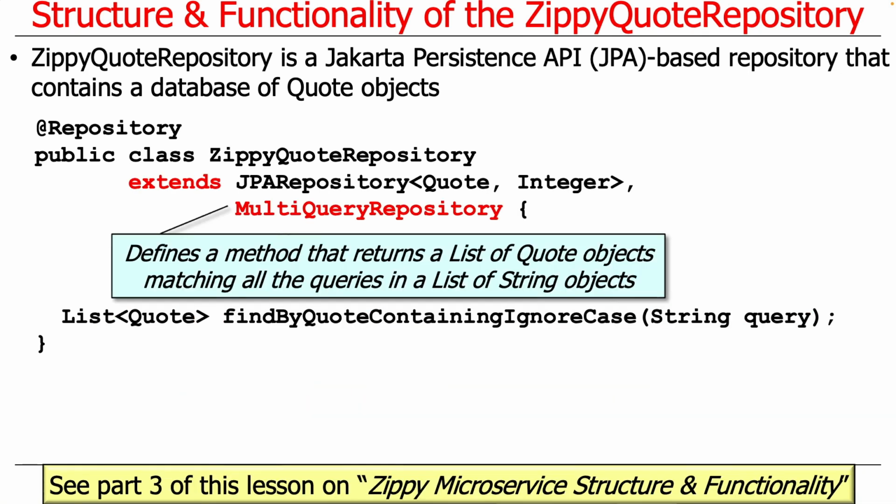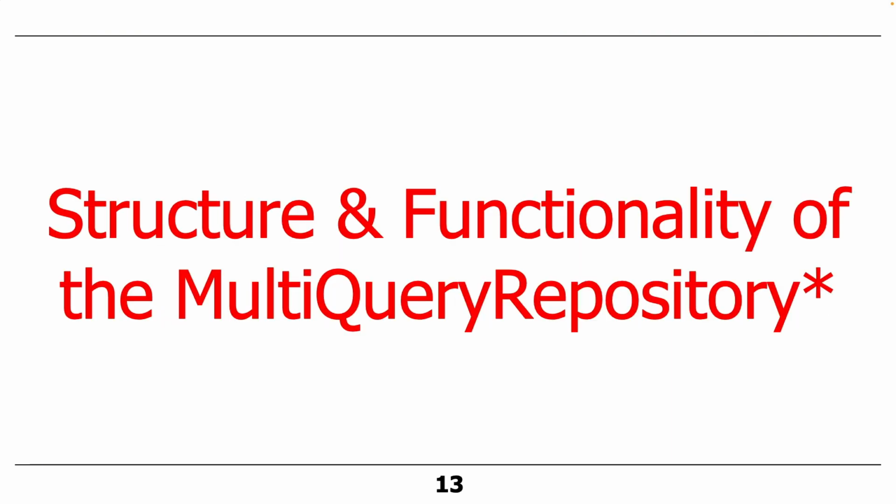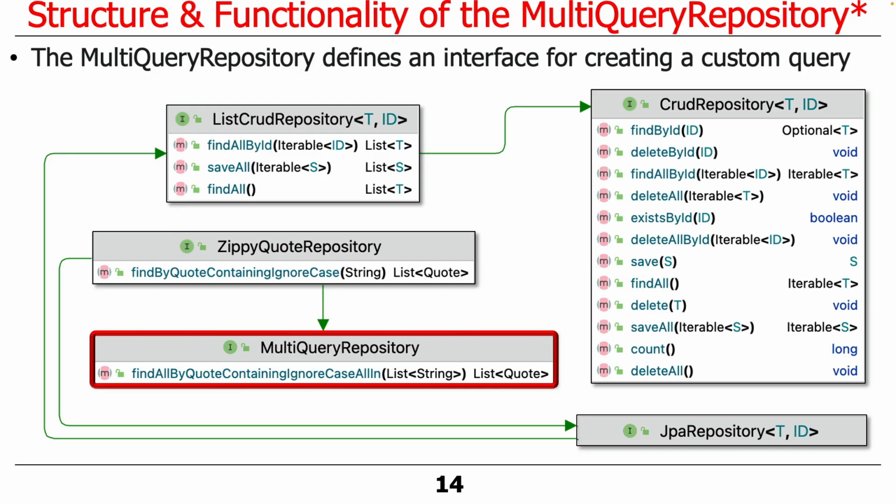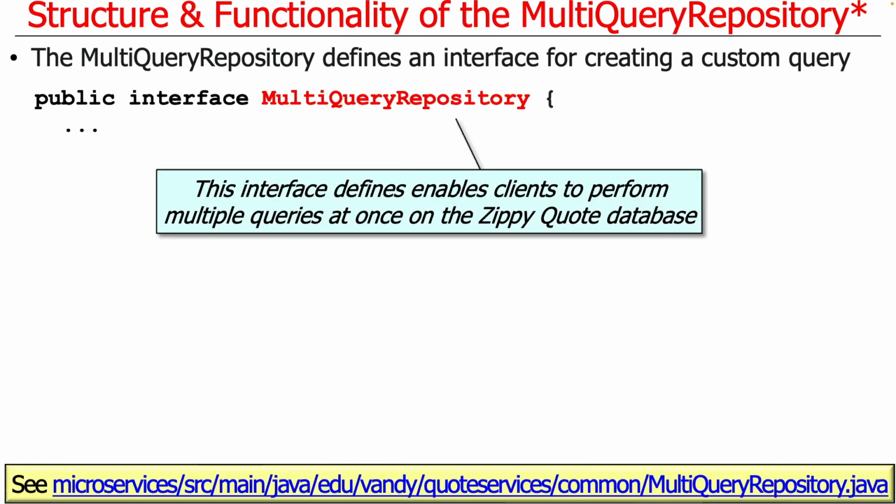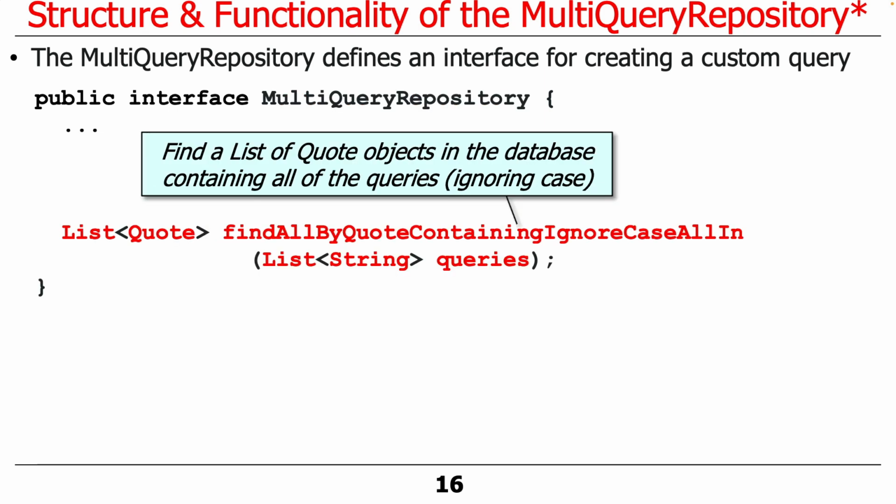The other thing we're going to do here is we're going to have the Zippy quote repository extend the multi-query repository, which, as we've seen before, is where we're going to put the custom methods that will do multi-queries you can't get out of the box using the JPA Data API keywords. So let's talk about that. So that's the piece down here, the multi-query repository. So we have an interface, and we'll see what this does in a second. It's going to do this.